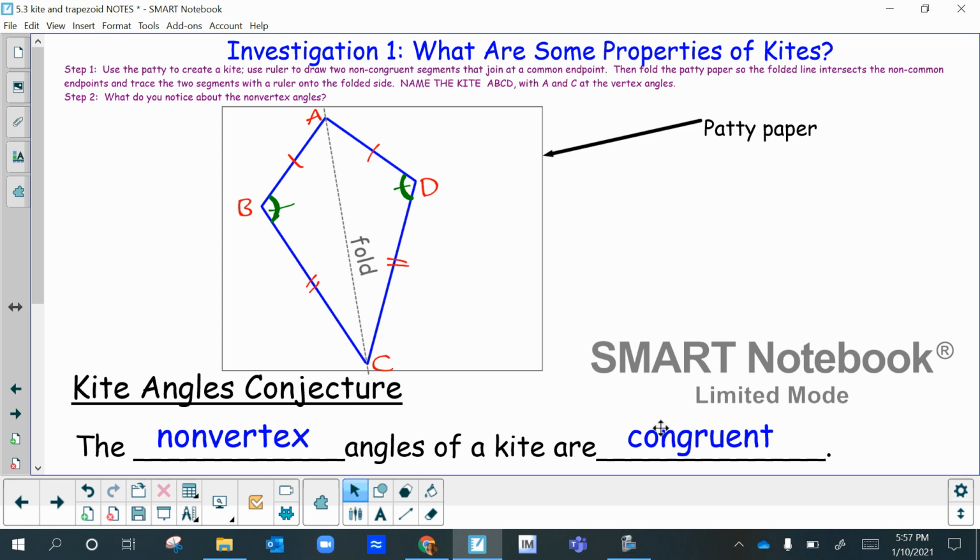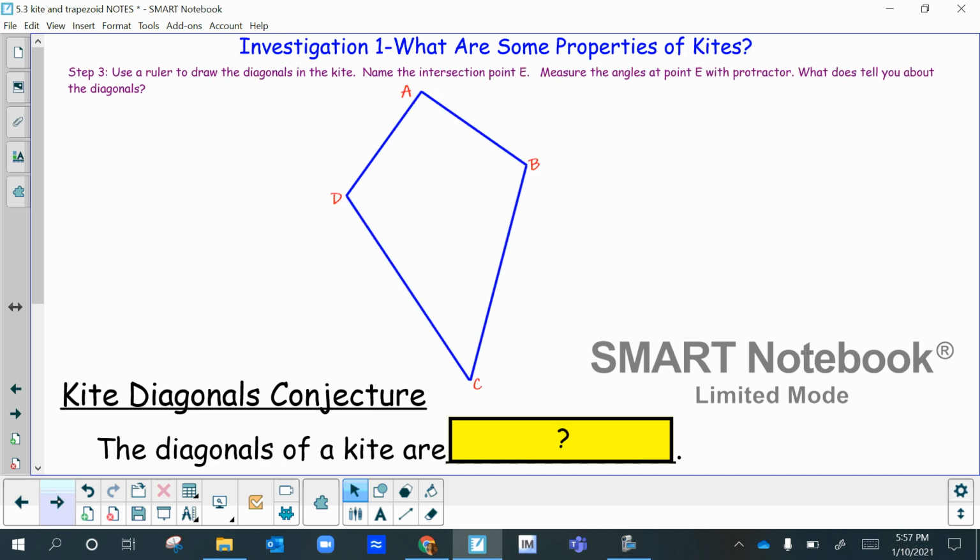We're going to continue to use that kite and discover more, because there's a bunch of unique things about the kite. As we go to the next part, it says to use a ruler to draw the diagonals of the kite. So get your straight edge and connect A to C and connect B to D. Make sure they're right at each vertex perfectly. So you should have both diagonals drawn.